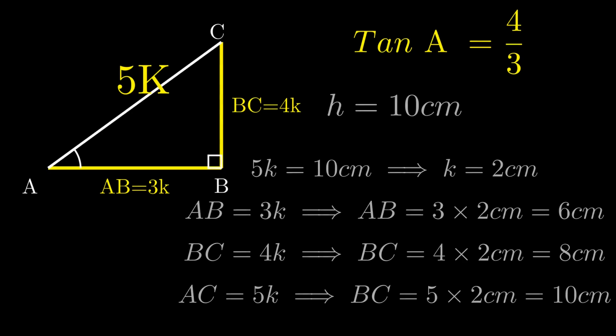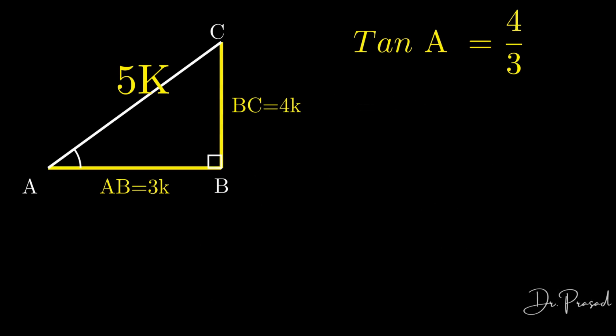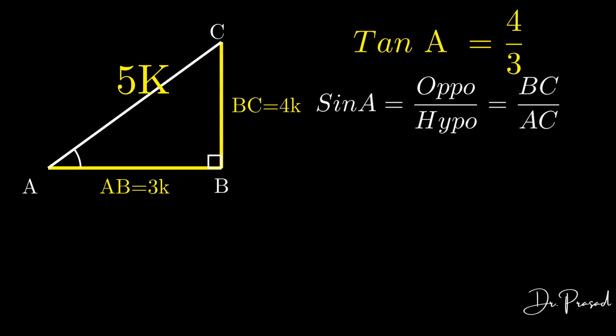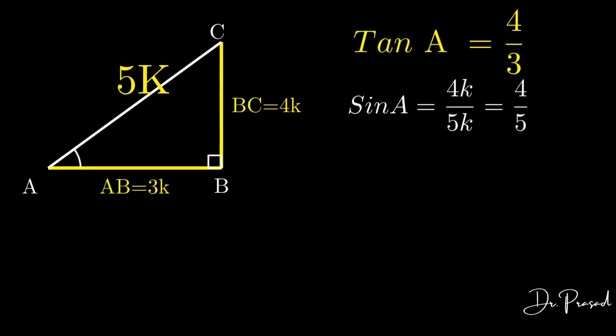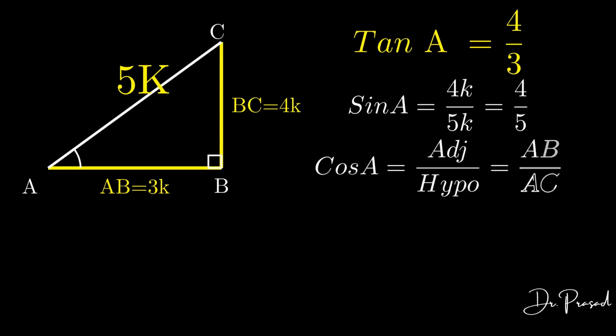Even if k isn't known, we can still find all the other trigonometric ratios. Sin A is equal to opposite by hypotenuse is equal to 4k by 5k is equal to 4/5. Cos A is equal to adjacent by hypotenuse is equal to 3k by 5k is equal to 3/5.